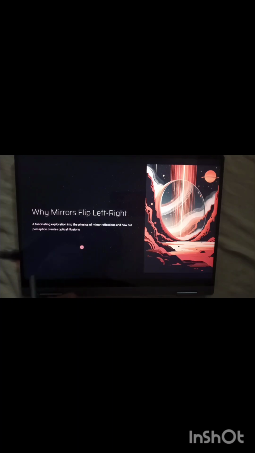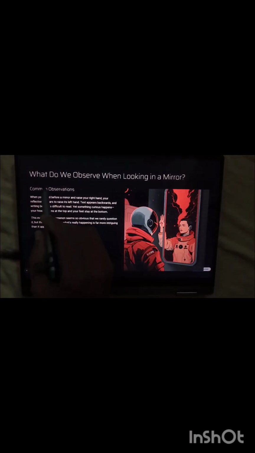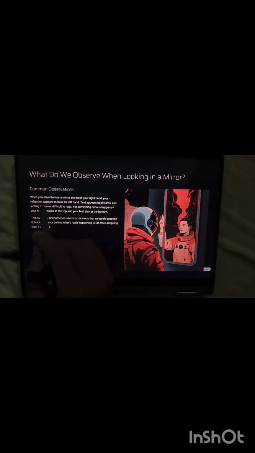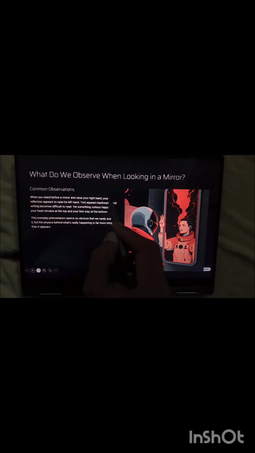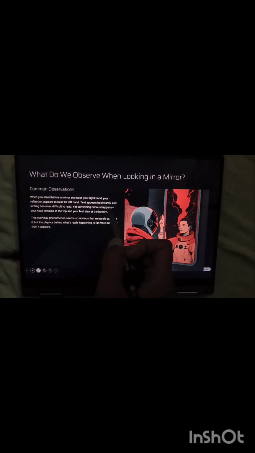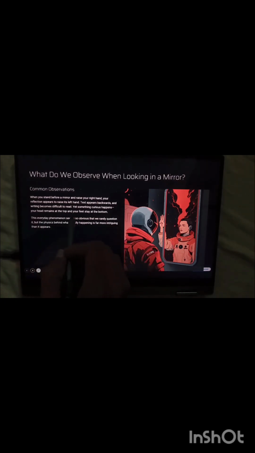Now see, what do we observe when looking in a mirror? A common observation is that when we stand before a mirror and raise our right hand, our reflection appears to raise its left hand. Text appears backward and writing becomes difficult to read. Yet something curious happens. Your head remains at the top and your feet stay at the bottom. This everyday phenomenon seems so obvious that we rarely question it. But the physics behind what really happens is far more intriguing than it appears.